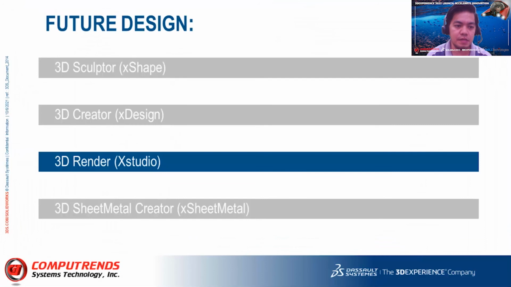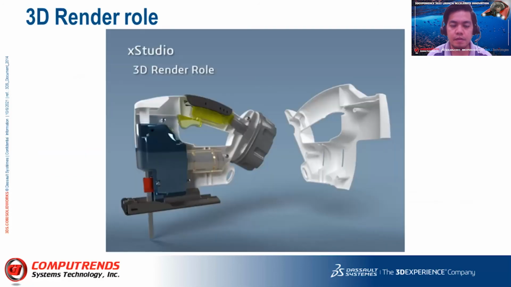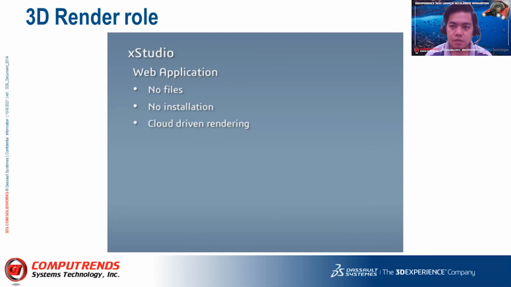Next, in future design, we have 3D render or X Studio. X Studio is an application in the 3DEXPERIENCE platform and comes with the 3D render role. X Studio creates photorealistic marketing images from physical product design in apps like X Design. And then you can also apply materials by drag and drop. You can also add ambience, edit lighting, and background to create realistic images. When working in the 3DEXPERIENCE platform, you are accessing the program hosted through a web browser. And also, it is a cloud-driven rendering.